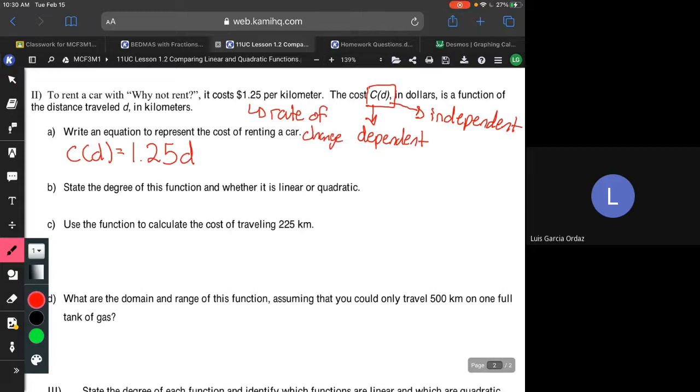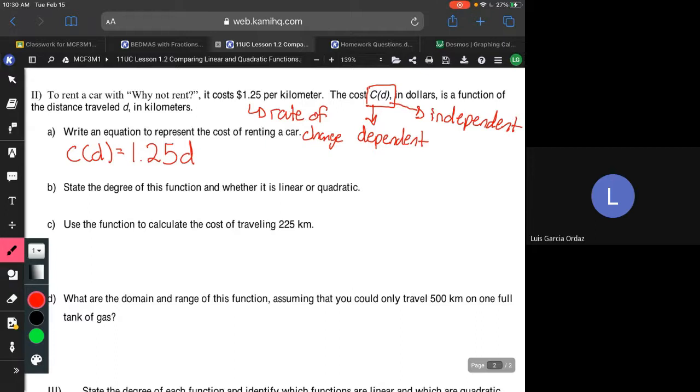So now you guys are going to hear of a word. Yes, Rebecca? So in this case, my cost depends on the distance traveled. Like I said, your big letter, your uppercase letter is your dependent variable, so the C, which is cost. And your variable in brackets, the lowercase, is your independent variable, which is usually distance or time.